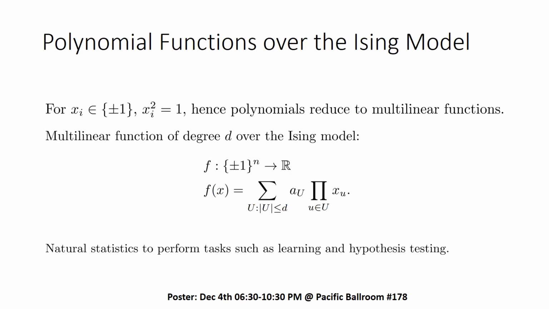In this work, we study concentration for polynomial functions of the Ising model. Since x_i squared is 1 always, any polynomial can be viewed as a multilinear function. These functions form natural statistics for fundamental tasks on Ising models, such as hypothesis testing and learning, and hence it is important to understand them.